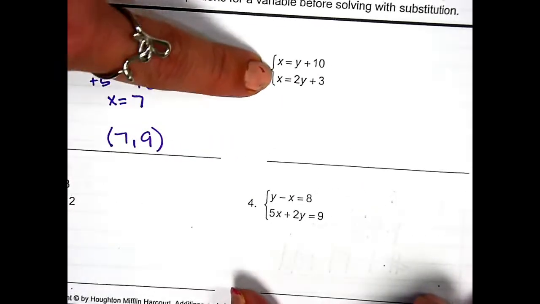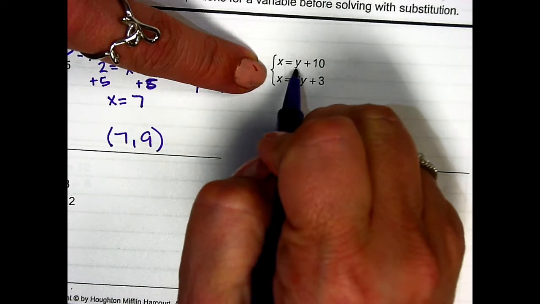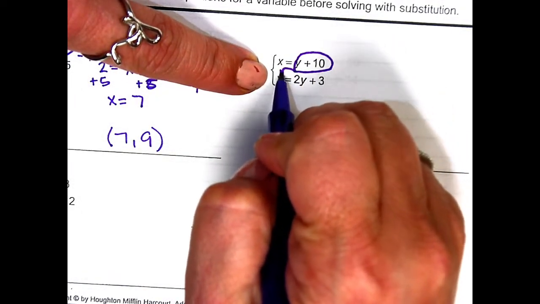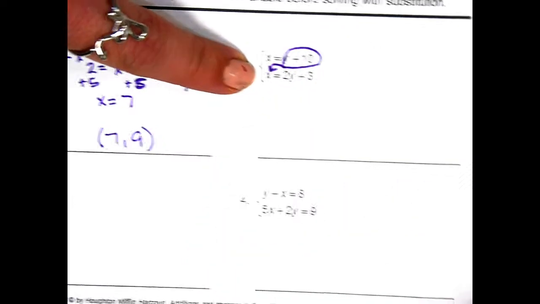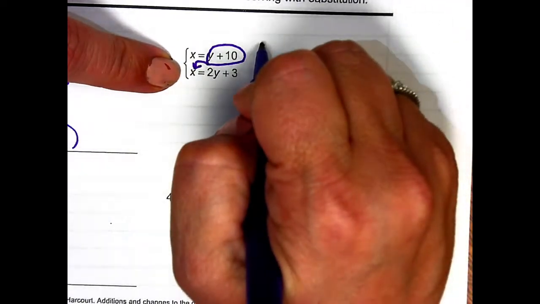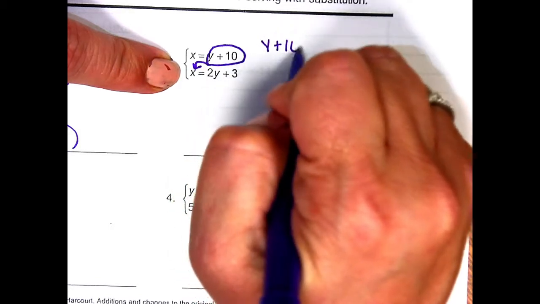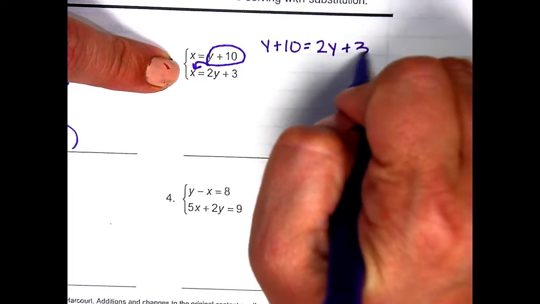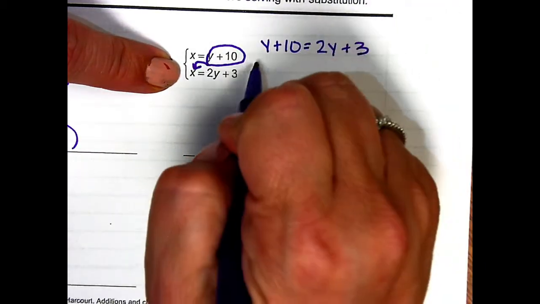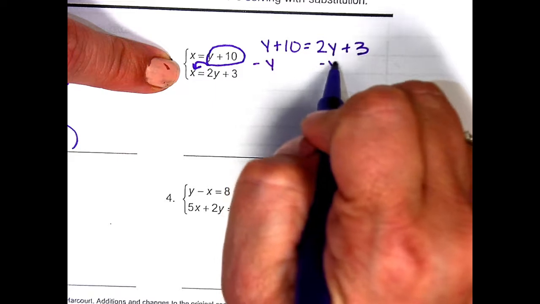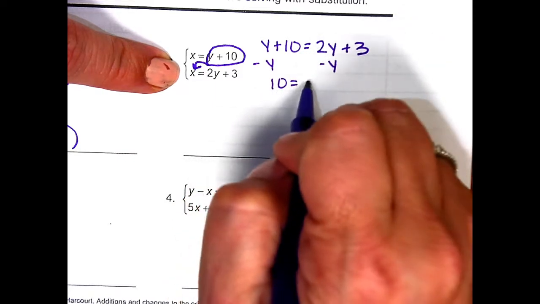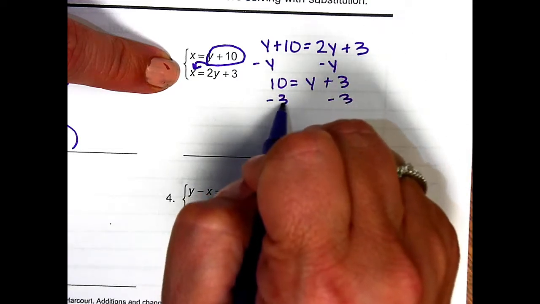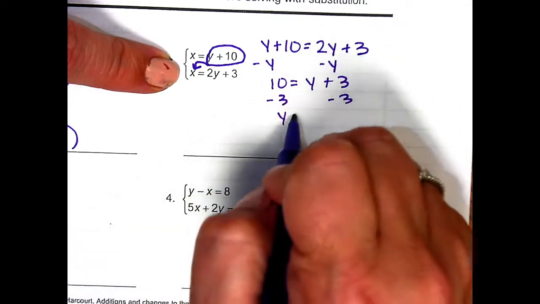On number 2, both of the equations are solved for x. So I'm going to take what x equals in the first equation and plug it in for x in the second. My new equation is y plus 10 equals 2y plus 3. And now I can solve this like normal. Subtract y. So 10 equals y plus 3. Then I'm going to subtract 3, and y equals 7.